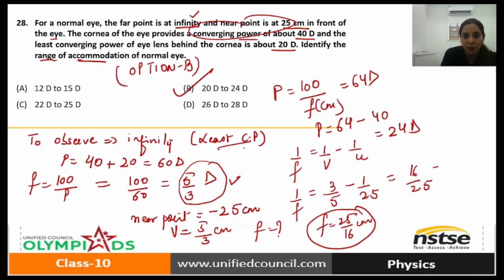So I hope you got it: first you need to see whether we use the least converging power or not. You need to find the total power, then the focal length, which will give you the distance actually. The near point is already given, V will be this, and we find the focal length. Using that you can find the power, and that will give you the correct range of accommodation of a normal eye.